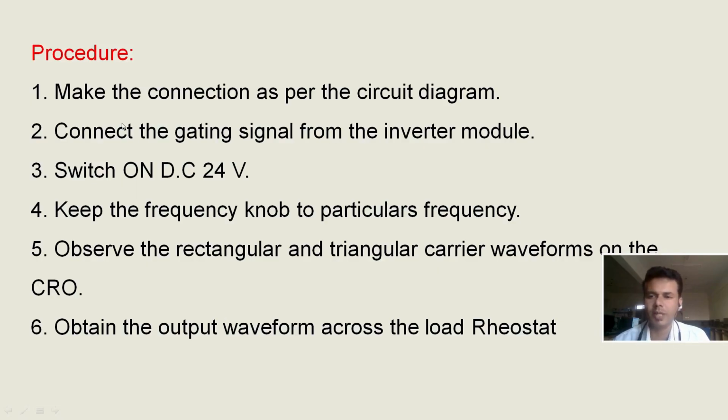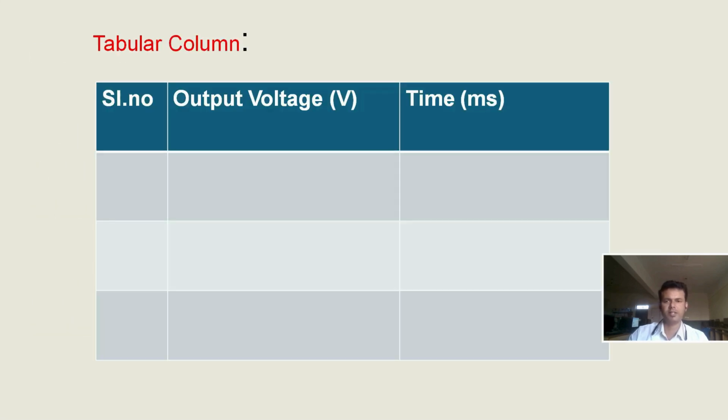Procedure: we make the connection as per the given circuit diagram. Connect the gating signal from the inverter module. Switch on the DC of 24 volts. Keep the frequency knob at a particular frequency. Observe the rectangular and the triangular carrier waveforms in the CRO. We have to obtain the output waveforms across the load resistance.